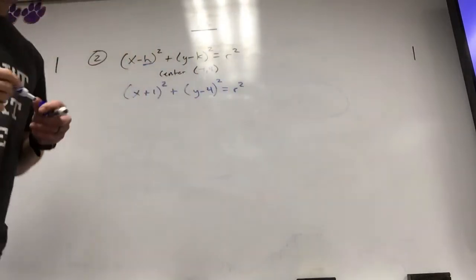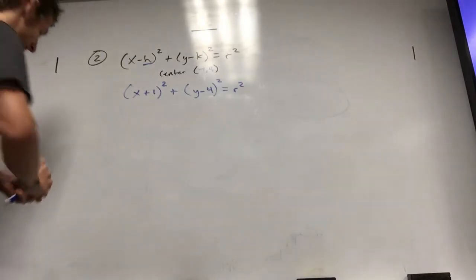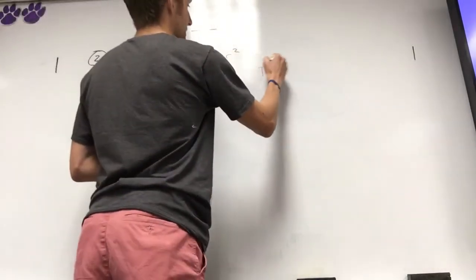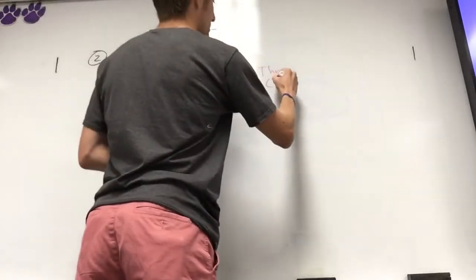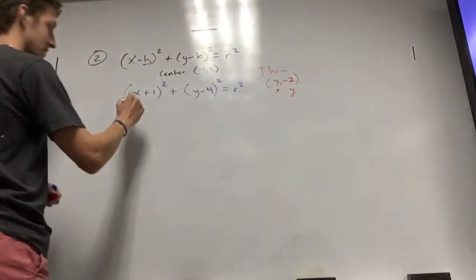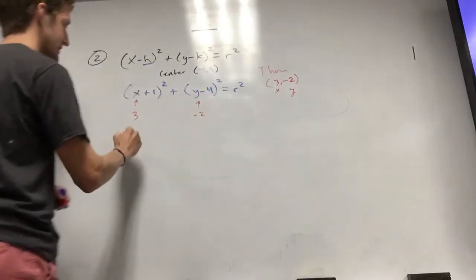Or what am I going to do there? I'm given no info about the radius. So instead, I'm going to use the fact that it goes through the points 3, negative 2. All right, that's an x and a y. So I'm going to plug 3 in for x and negative 2 in for y. Let's see what happens.